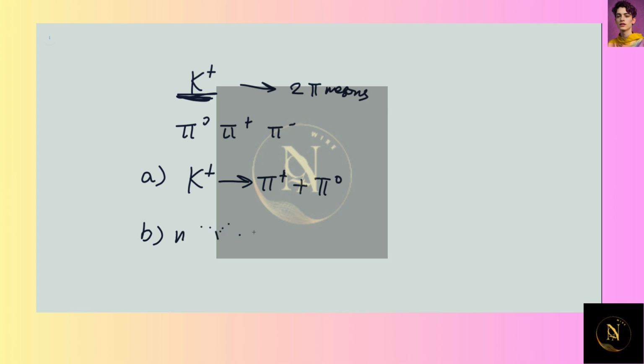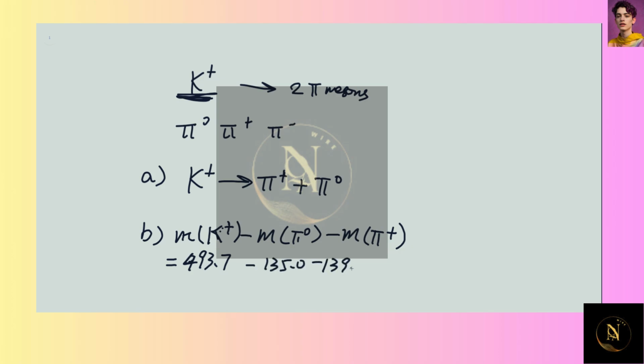The mass of potassium minus the mass of the 2 pi mesons is going to be 493.7 minus 135.01 minus 139.6, and everything has a unit of MeV over c squared. So this comes to 219.1 MeV over c squared.